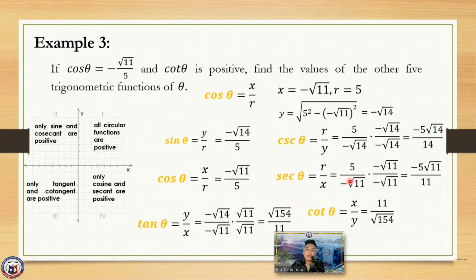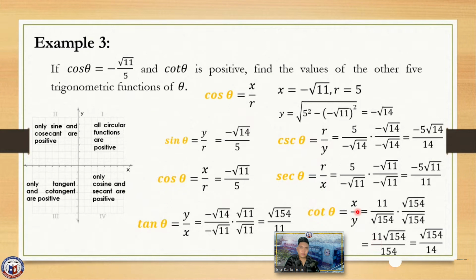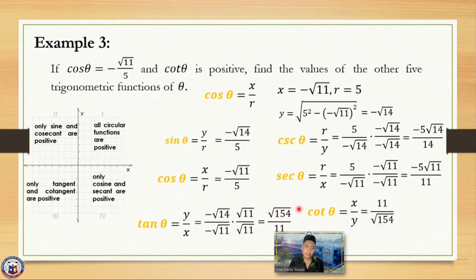Now x over y, square root of 154. What is y? The y is equal to square root of 154. This is cotangent. We know that tangent and cotangent are reciprocals. The tangent value is square root of 154 over 11, so we flip it and it becomes 11 over square root of 154.